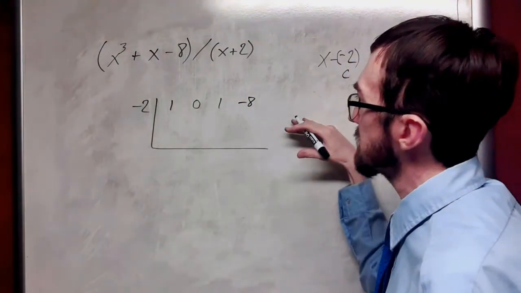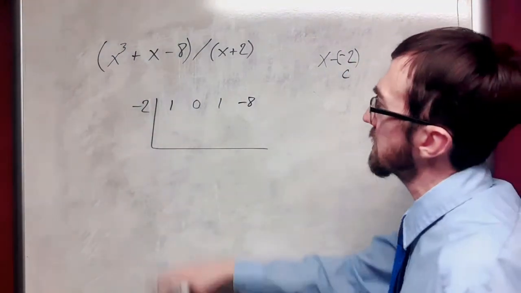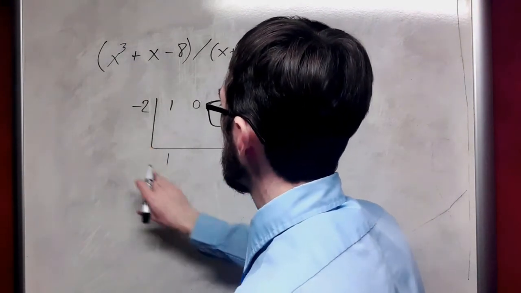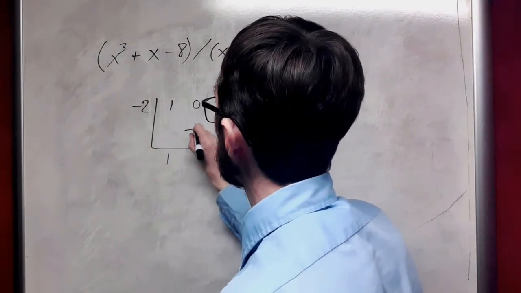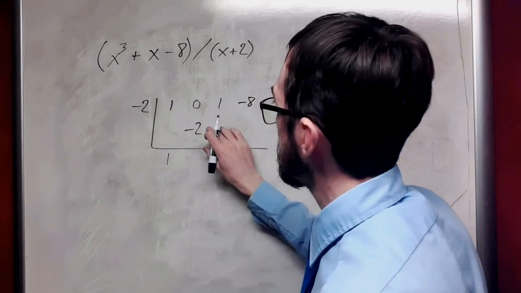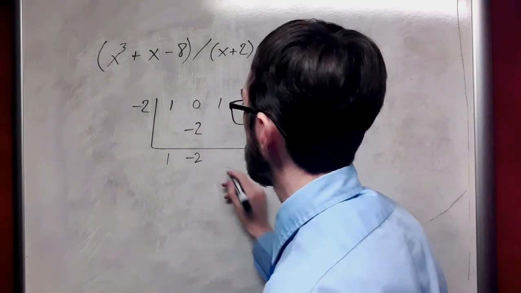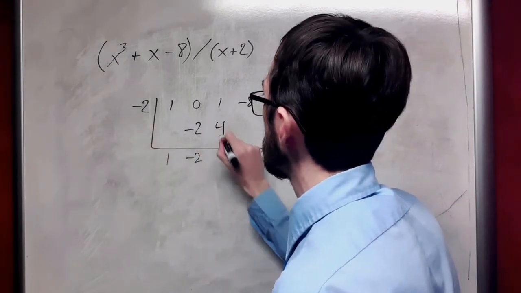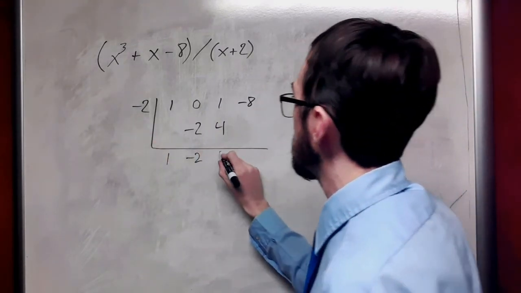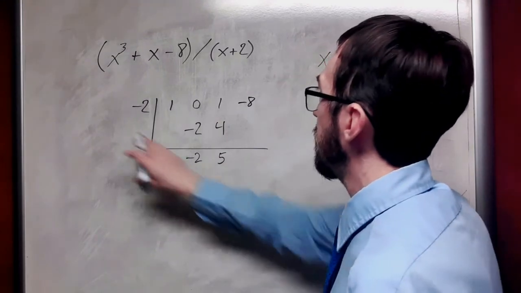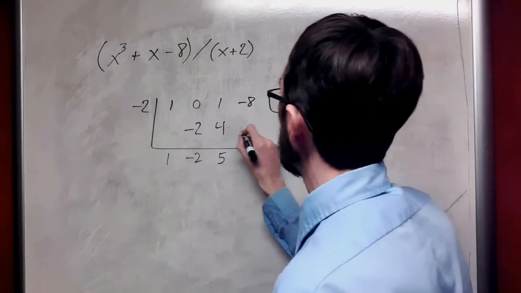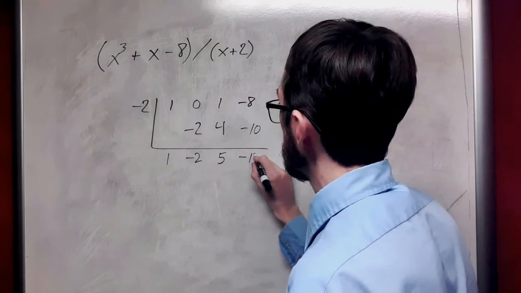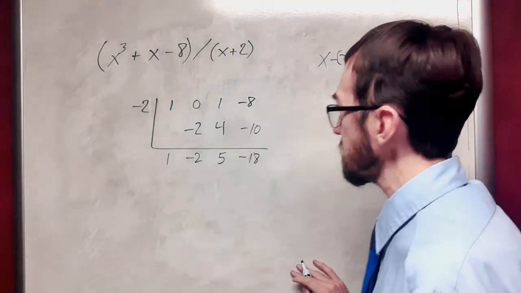Again, we are adding inside, multiplying on the outside. 1 plus 0 is 1. -2 times 1 is -2. 0 plus -2 is -2. -2 times -2 is a positive 4. 1 plus 4 is 5. 5 times -2 is -10. -8 plus -10 is -18.